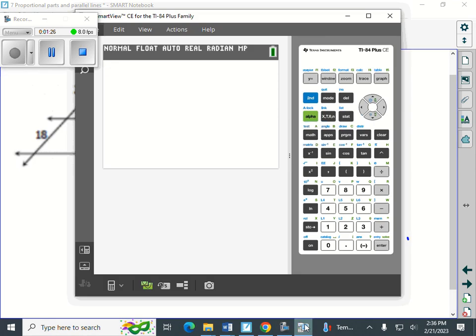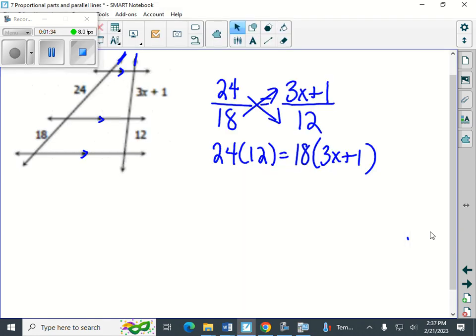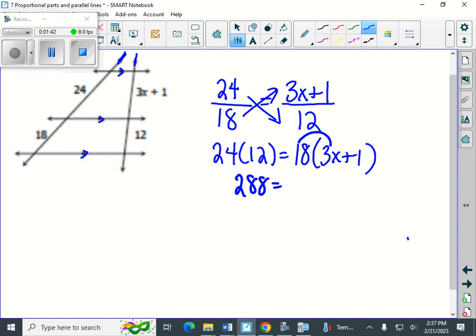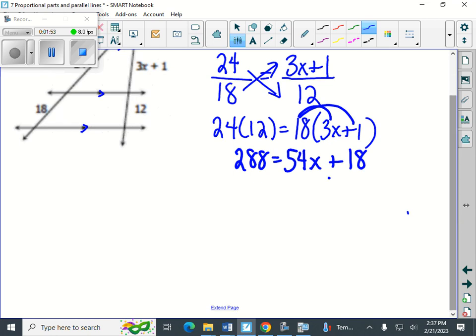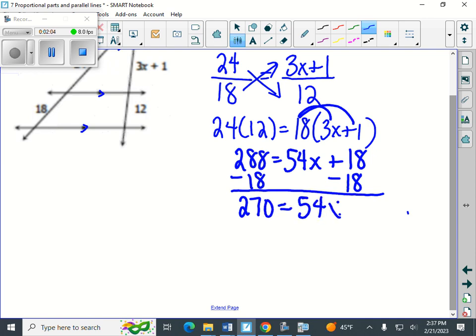But we can multiply 24 times 12. And again, don't forget that Desmos is a really good option as well. So we get 288 equals 18 times 3 is 54x, and then 18 times 1 is 18. And then ultimately what we're trying to do is solve for x. So let's move the 18 to the other side. And 288 minus 18 is 270 equals 54x.